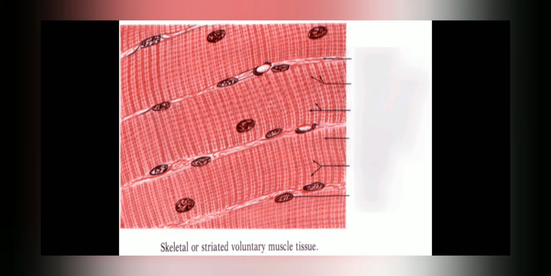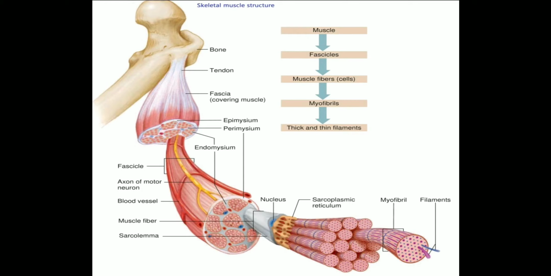The cytoplasm of a muscle cell is called sarcoplasm. So remember, the outer covering is sarcolemma, the cytoplasm is sarcoplasm. And here you will find a large number of contractile fibrils present in the sarcoplasm. Those contractile fibrils are called myofibrils. They are very important. You will find one or many nuclei present in muscle cells depending on the type of muscular tissue.